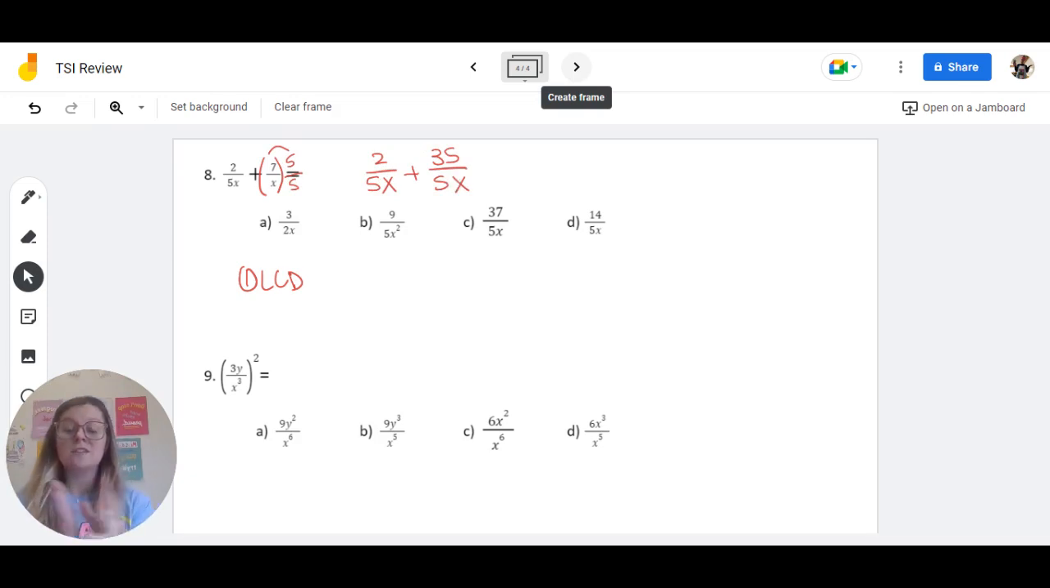So now that I have the same denominator, I can add the tops and keep the bottoms the same. 2 plus 35 is 37. Keep the bottom the same. There's our answer choice of C.